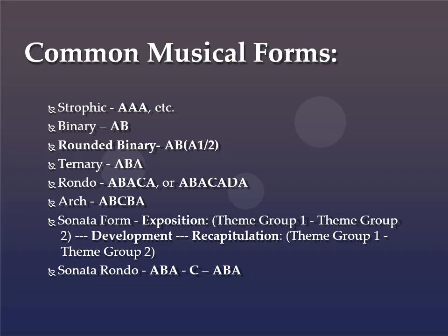And then also we have the sonata rondo. It is the combination of the sonata form and the rondo form. You have section A, thereafter you go to section B, you come back to section A again, and then you have section C, which is in the middle, and then you take your section A, B, A once again to bring this song to a close.